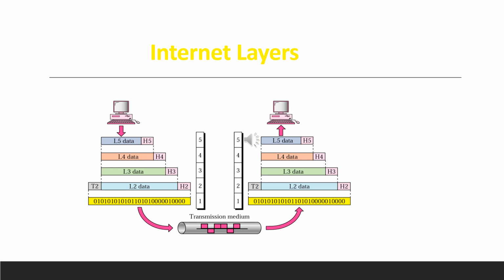Now when the sender sends the data, the sender computer transfers this data to layer 5, which is the application layer. The application layer adds a header to it, which is called H5, for all the responsibilities that it has performed. Now L4 will receive the data as L5 data along with H5. Now L4 will add a header to it, called H4, and then L3 will receive the data as L4 data plus the header of the fourth layer, which is the transport layer.